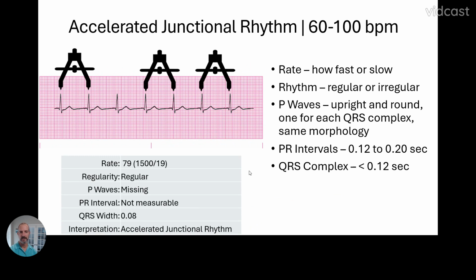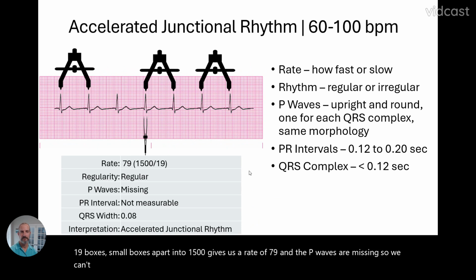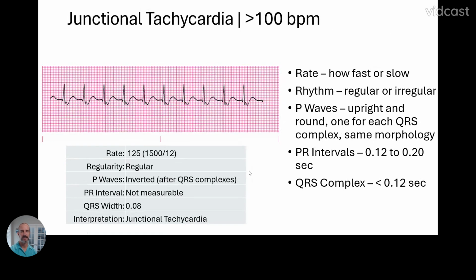And so you can see the regularity is there. The spacing with all those calipers is identical. And so we measure that it's 19 small boxes apart into 1500, gives us a rate of 79. And the P waves are missing, so we can't measure a PR interval. We can measure our QRS complex width, which is 0.08. So we call this one what it is. It is an accelerated junctional rhythm because it is faster than 60, but slower than 100. It's not tachycardia unless we're faster than 100, which we're going to see right now.